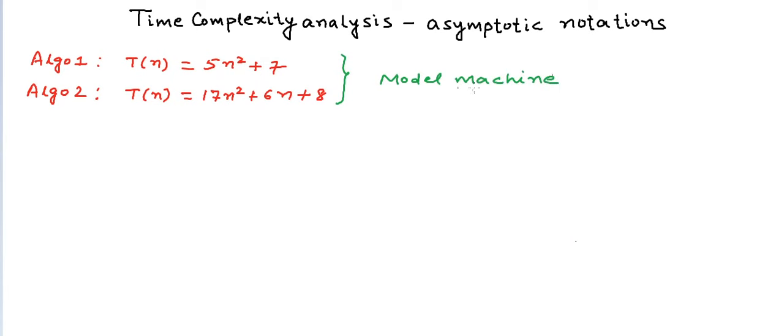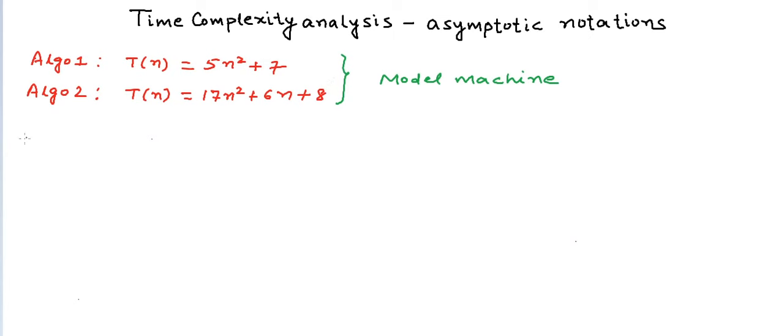A model machine has some basic operations, and each basic operation, like arithmetical, logical, or assignment operation, costs us 1 unit of time. Now these functions correspond to the model machine, but we want some function or some representation which is true irrespective of the machine and still gives us the idea about the rate of growth of time.